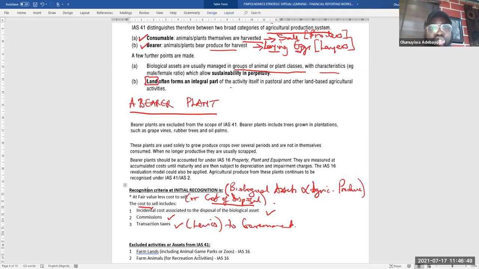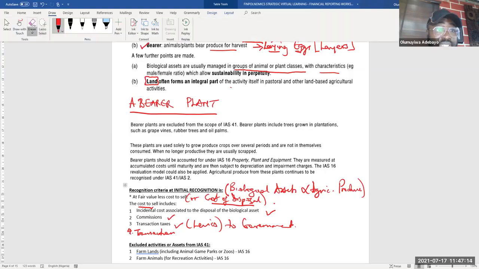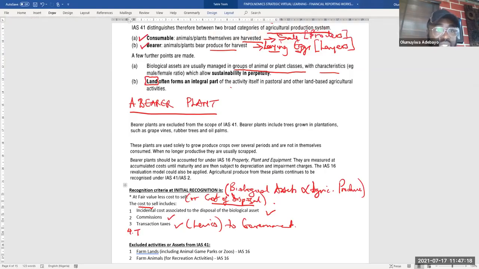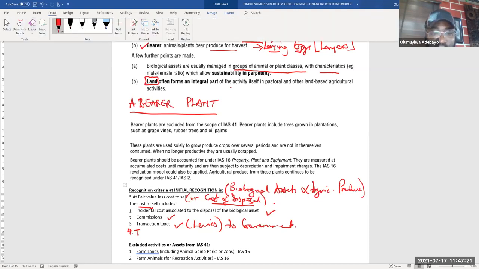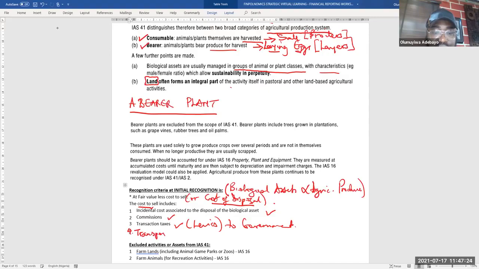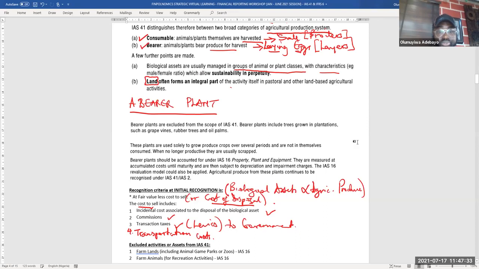Okay, you also now consider transportation cost as part of cost to sell. I think I omitted that, let me put that. Before now, there was no transportation cost, but now we have transportation cost. That is, transportation costs incidental to taking it to where it can be sold will also be considered as part of it. But prior to now, before the revised position of IAS 41, transportation cost was not considered. Okay, that is that. Let's take note.